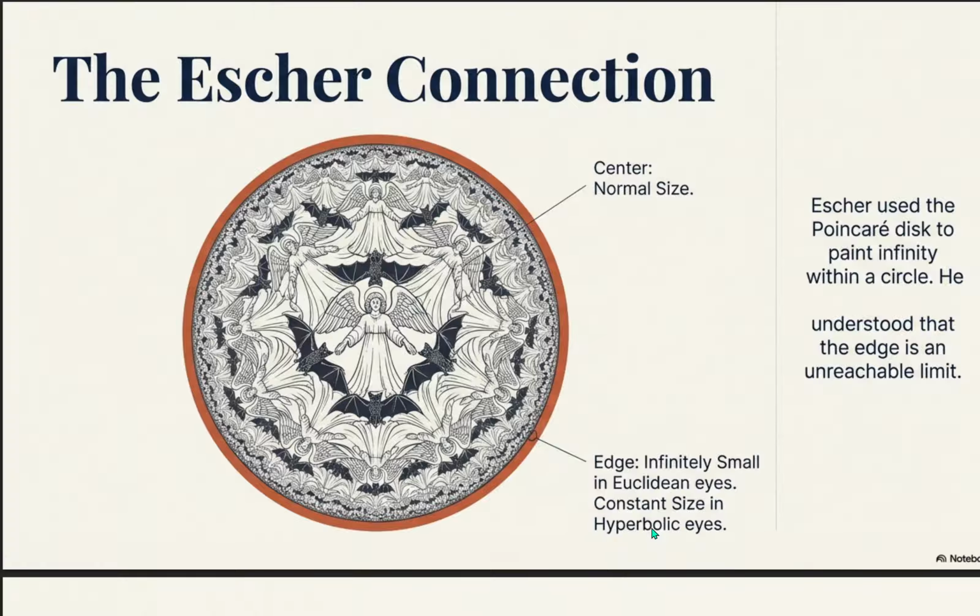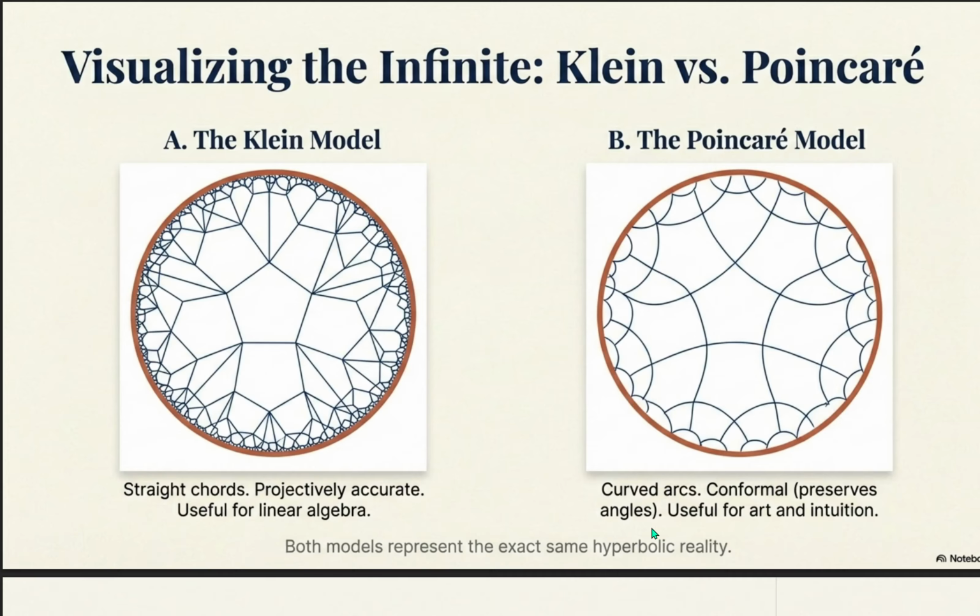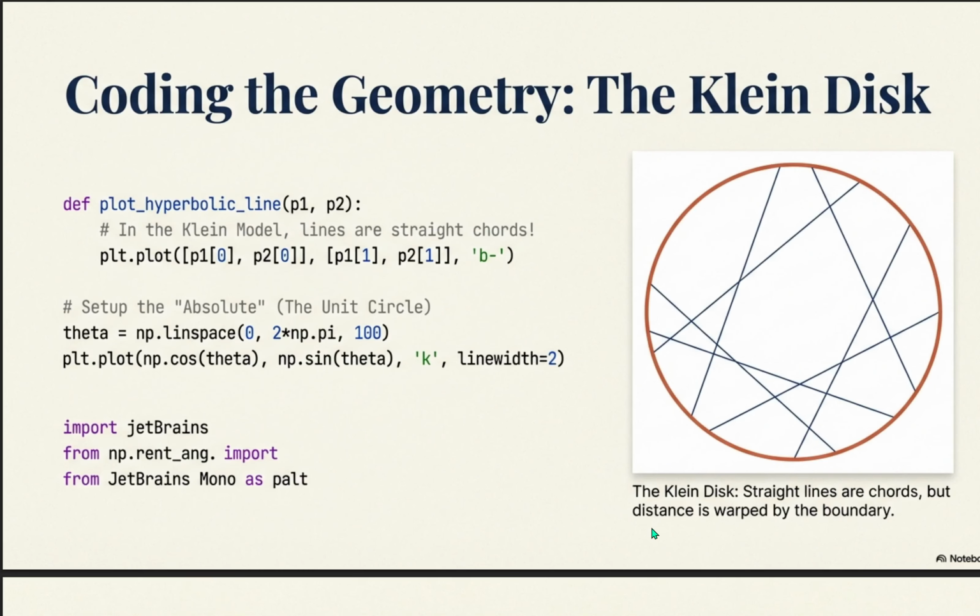Escher was painting infinity. By warping the visual map to fit inside that circle, he understood the edge was an unreachable limit, just like the speed of light is for us. Okay, physics, art. But now the outline takes a hard left turn into artificial intelligence. How does this connect to computers? This is the modern frontier for this math. This is why major tech companies are hiring geometers.